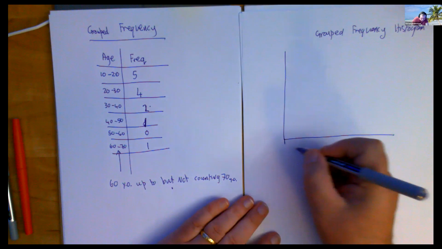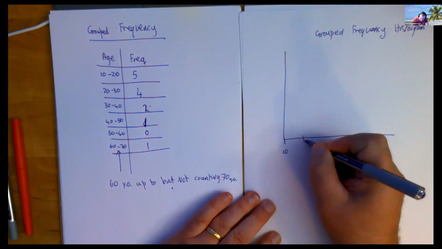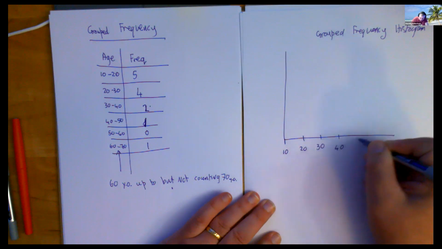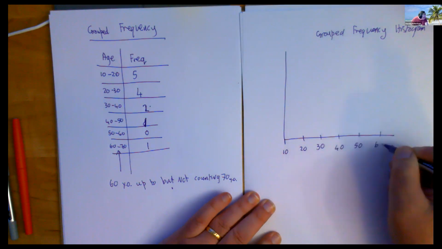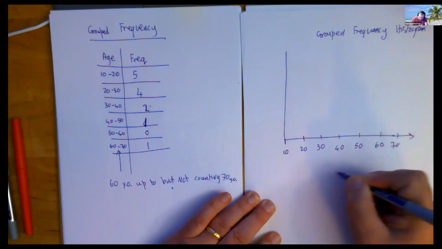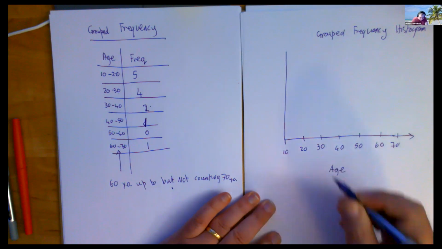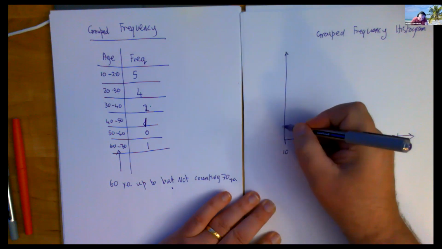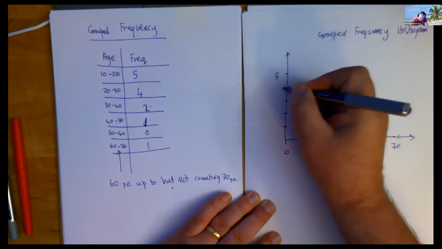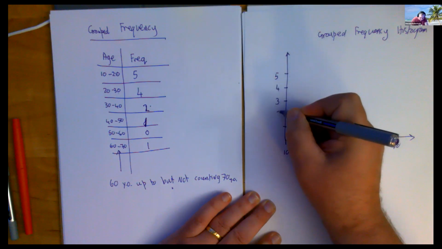So I'm going to start at 10. I'm going to make a mark at 20, one at 30, one at 40, one at 50, one at 60, and finally one at 70. And that's going to be age. It looks like I don't need any kind of big scale here, because 5 is the biggest number that I need to accommodate.